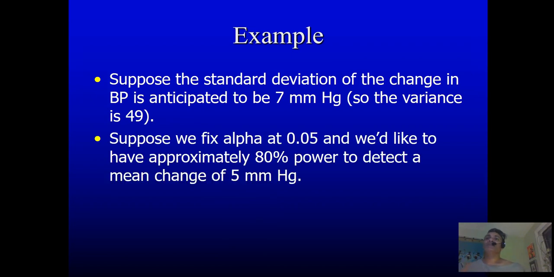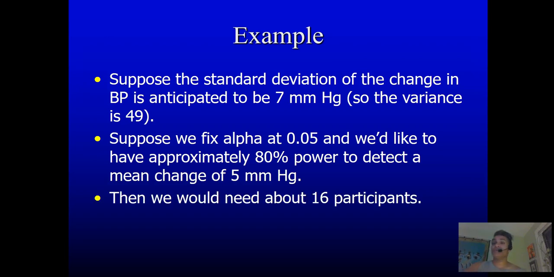49. So we're fixing the alpha at 0.05 and the power at 80%. The formula I'm giving you only works in this scenario. If the alpha is not that and the power is different, this formula will not work. And we're going to detect a delta, a change of 5 millimeters of mercury.